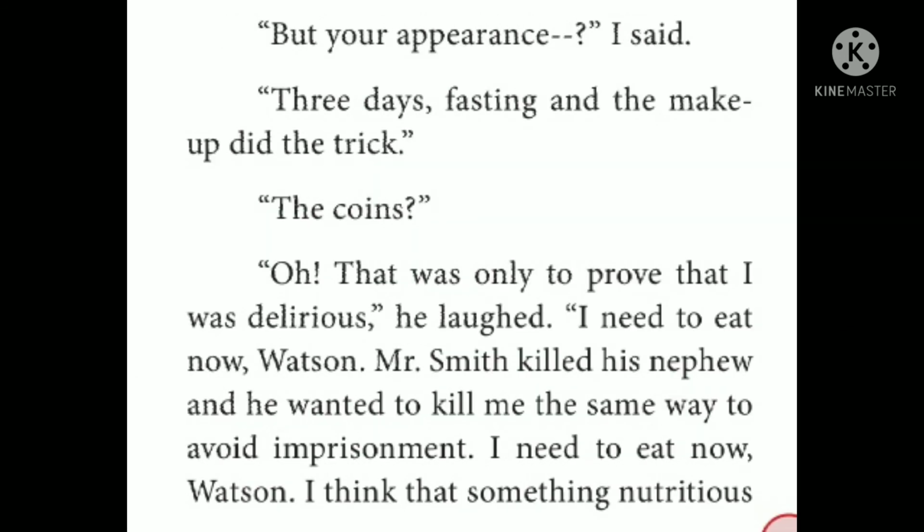"But your appearance," I said. "Three days fasting and the makeup did the trick. The coins, oh, that was only to prove that I was delirious." He laughed. "I need to eat now, Watson. Mr. Smith killed his nephew and he wanted to kill me the same way to avoid imprisonment. I need to eat now, Watson. I think that something nutritious at Simpson's."